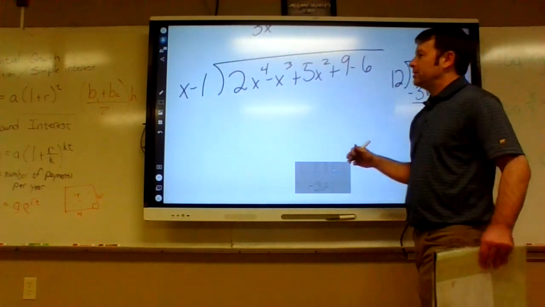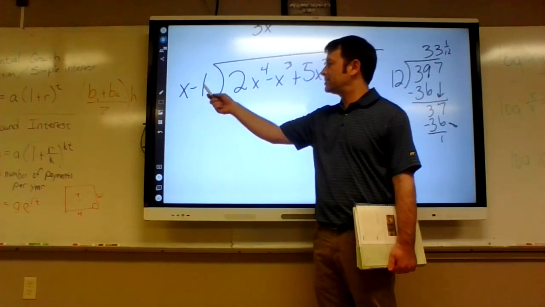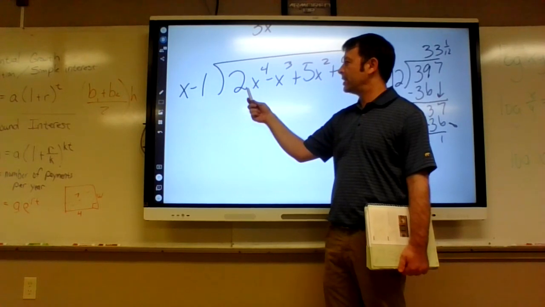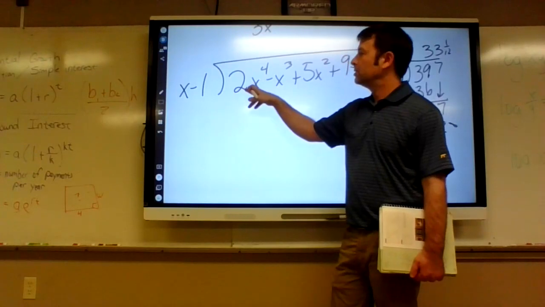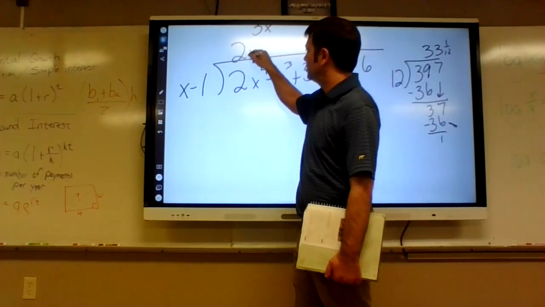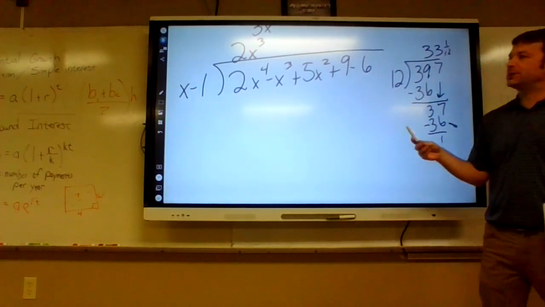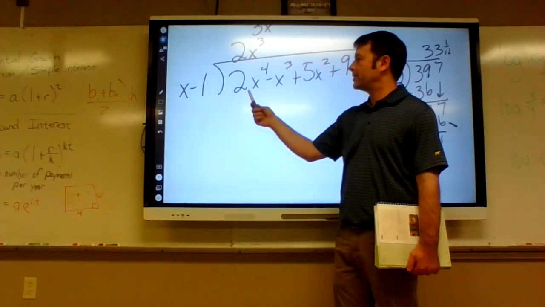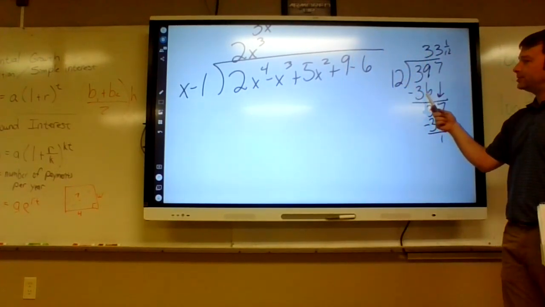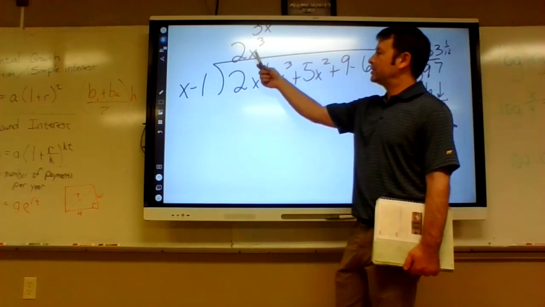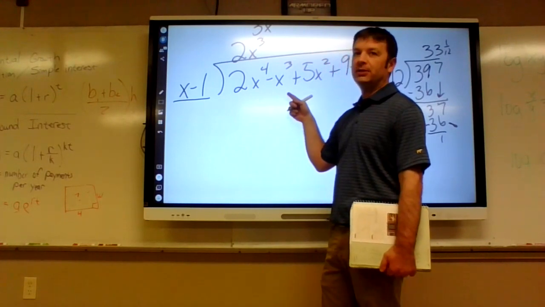Yeah. So, you're going to start with this x right here. You're going to say x times what equals 2x to the 4th. 2x to the 3rd. This is an example. Okay, x times 2x to the 3rd would give us this 2x to the 4th, right? Yeah. So remember how over here I did 3 times 12, put down here and subtracted? So I'm going to do 2x to the 3rd times all of this, put it down here and subtract.